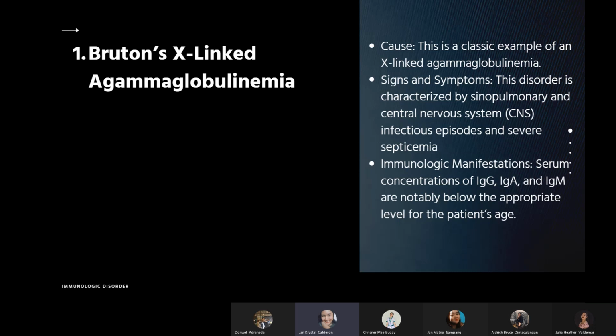Its signs and symptoms are that patients are repeatedly infected with high-grade extracellular pyogenic species like streptococci, which means that this disorder is characterized by sinopulmonary and central nervous system infectious episodes and severe septicemia. Immunologic manifestations: serum concentrations of IgG, IgA, and IgM are notably below the appropriate level for the patient's age.